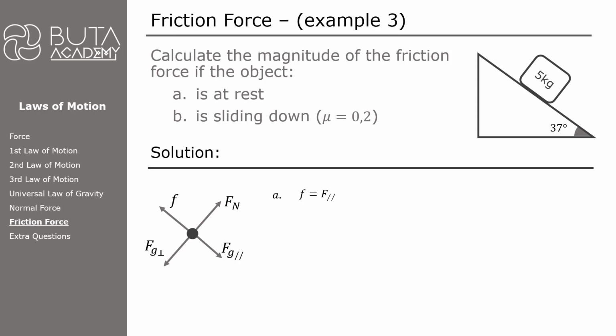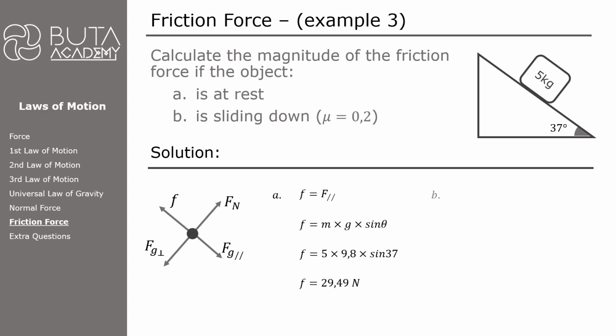As we have learned before, parallel component of force of gravity can be calculated by mass times gravitational acceleration times sine theta. Mass is 5 kilograms, gravitational acceleration is 9.8 meters per second square, and theta is equal to 37 degrees. Friction force is equal to 29.49 newtons.